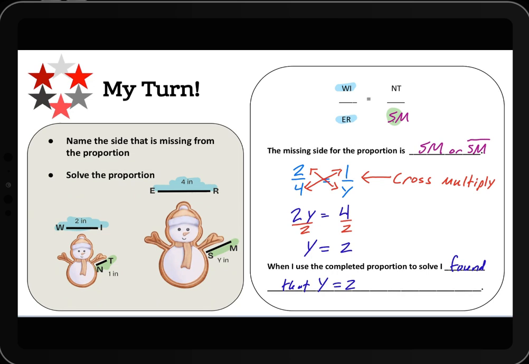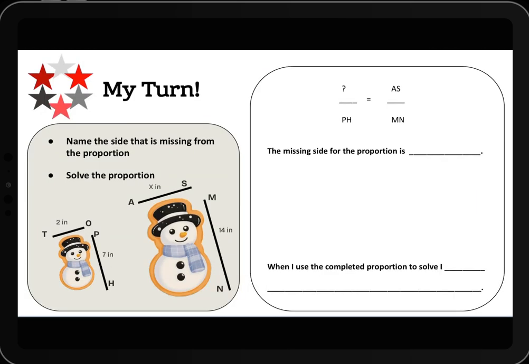Alright, let's try it again. Let's look at this one. We are looking at our incomplete proportion. We have this proportion right over here that is incomplete. They are comparing AS. AS is going to be right here. I'm going to use a different color because I already have orange over there. AS is being compared to MN.